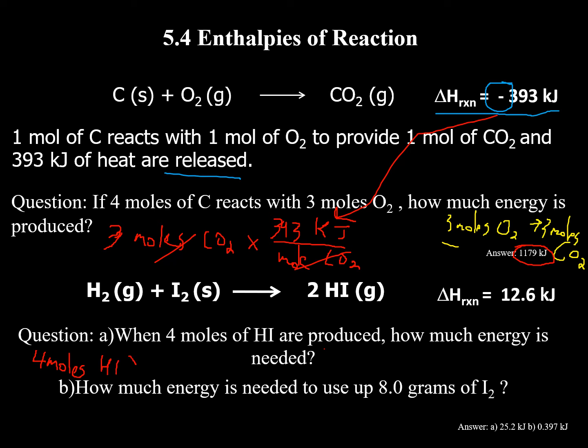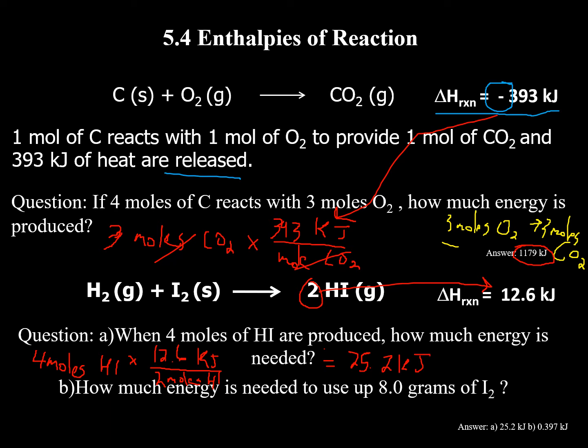We have to convert this to kilojoules. So we have 12.6. We get this from the reaction. Kilojoules for every 2 moles, this is 2 moles of HI. Where am I getting 2 moles from? From our balanced chemical equation. 2 moles of HI produced gives us 12.6 kilojoules. When we work that out, we get 25.2 kilojoules.